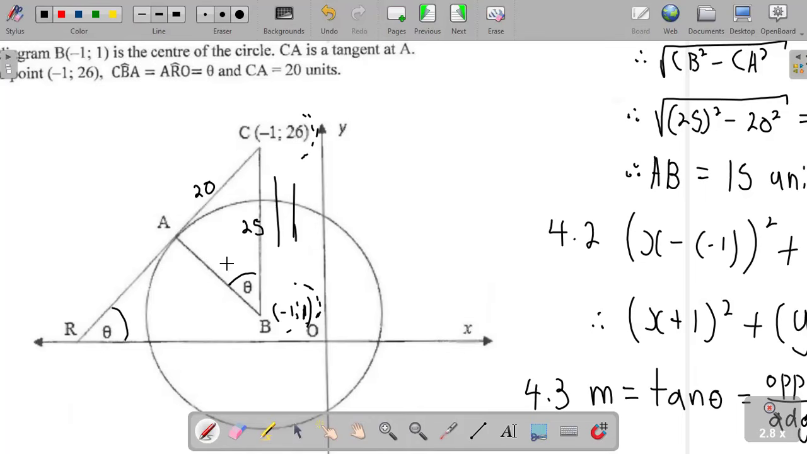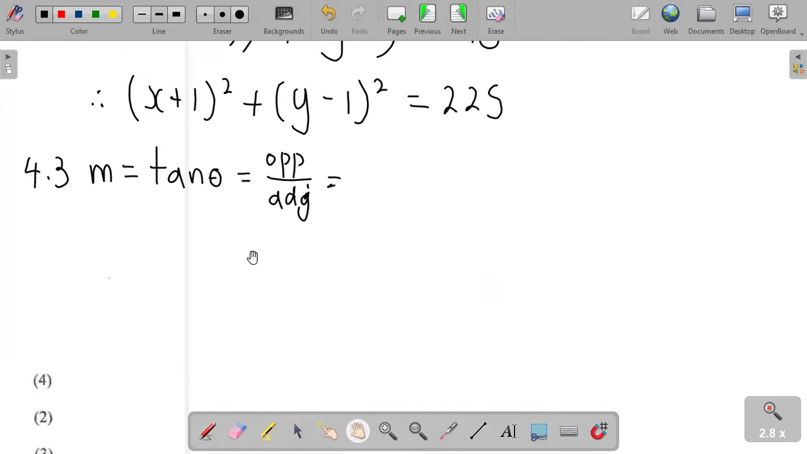No, it's going to be 20 over 15, because 25 is the hypotenuse. So the adjacent is 15 in this case. It's going to be 20 over 15, and from there, this gives us 4 over 3.